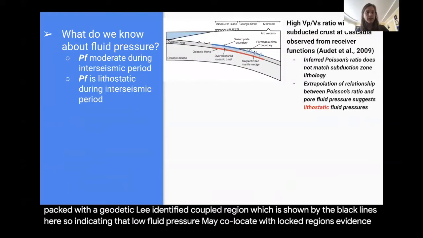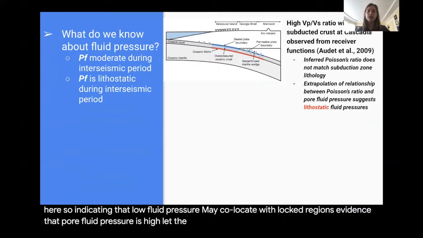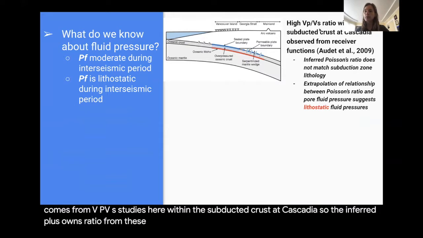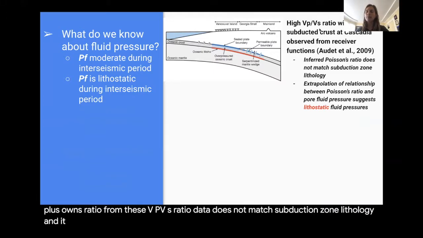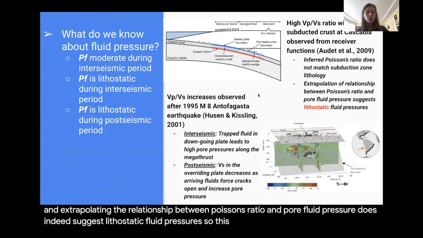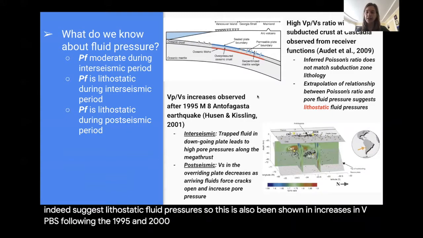There is also evidence that pore fluid pressure is high, lithostatic, during the interseismic period. And this comes from VPVS studies here within the subducted crust at Cascadia. So the inferred Poisson's ratio from these VPVS ratio data does not match subduction zone lithology. And extrapolating the relationship between Poisson's ratio and pore fluid pressure does indeed suggest lithostatic fluid pressures. So this has also been shown in increases in VPVS following the 1995 Antofagasta earthquake.